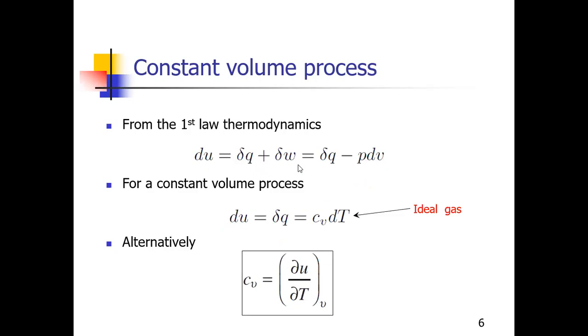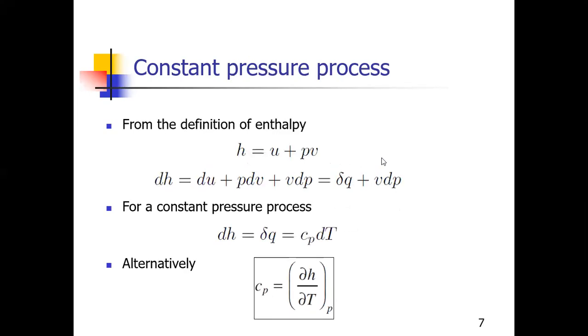Okay, but we have seen from the last slide that du is equal to delta Q minus P dv. Let's plug it in here. So now we plug du in here. Du is equal to delta Q minus P dv, so minus P dv will get cancelled, and we'll get delta Q plus v dP.